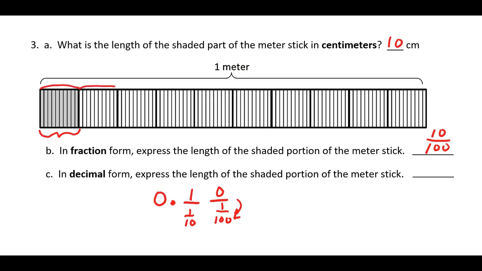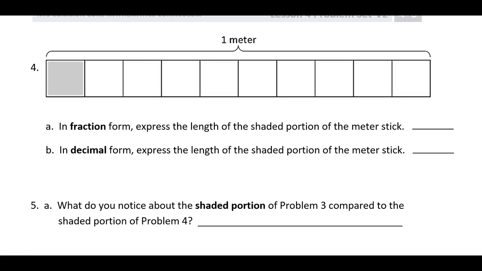Each of these sections on my meter diagram is 1/10. So you can see here that 10 hundredths is the same thing as 1/10. And we'll write it in decimal format then, 0.10. In problem 4, I have a meter that's been divided into 10 equal pieces. Question A says, in fraction form, express the length of the shaded portion. So here I have 1 piece that's shaded out of the 10 that make up the meter. So this is 1/10. In decimal form, we would write that as 0.1 because that's 1/10.